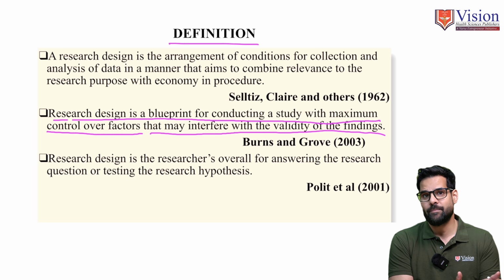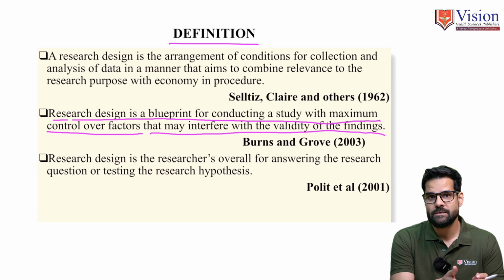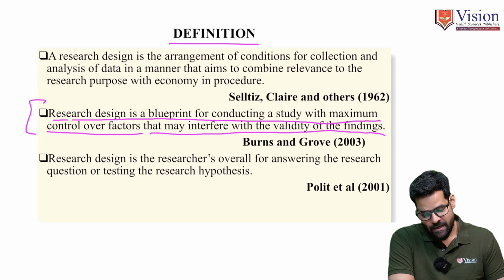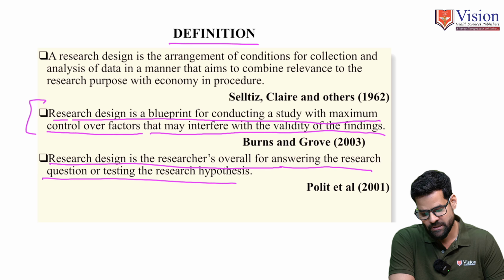variables. I'll give an example: if you are checking the effect of exercise on your body weight, there could be other things like genetics that can have an effect on your body weight, or there could be many more factors, so you have to control that. Research design is a researcher's overall plan for answering the research question or testing the research hypothesis.